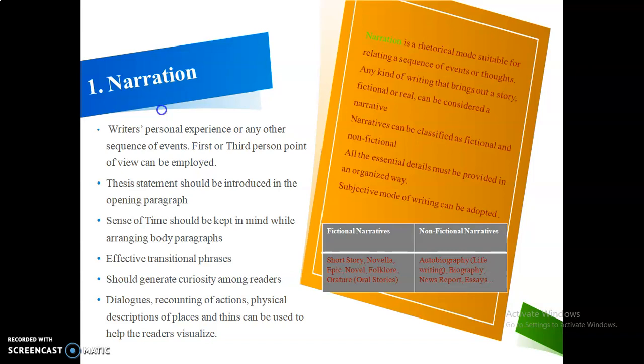Okay, so thesis statement, you know what is meant by thesis statement, right? Thesis statement is the most important point of the essay. So thesis statement should be introduced in the opening paragraph itself. In the introductory paragraph itself, we should use the thesis statement.